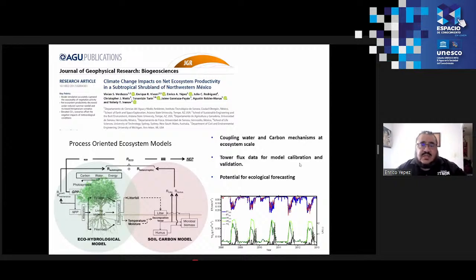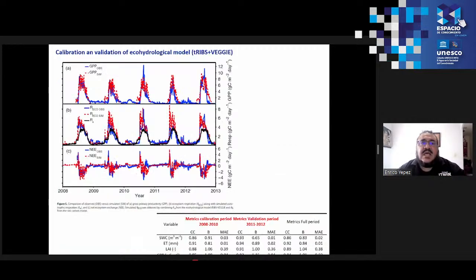So we use this eddy covariance data, the data from our towers, to calibrate and to validate the importance or the performance of this model. And we start at least thinking on how we can move to potential ecological forecastings once we have a good grasp on how an ecosystem like this works. So apparently our effort to calibrate and to work with this model was valuable.